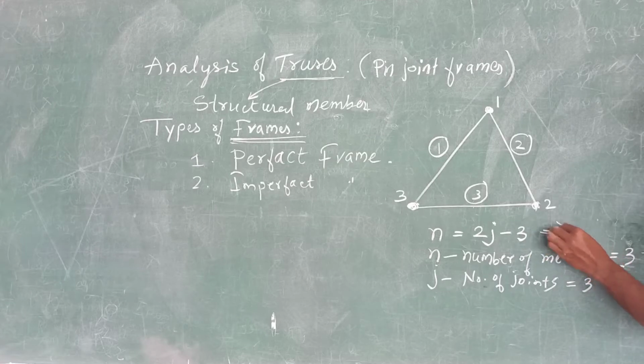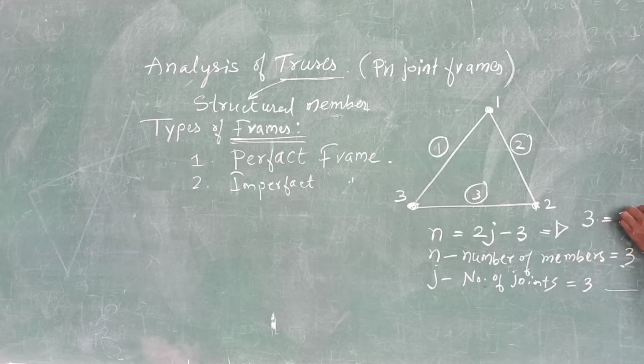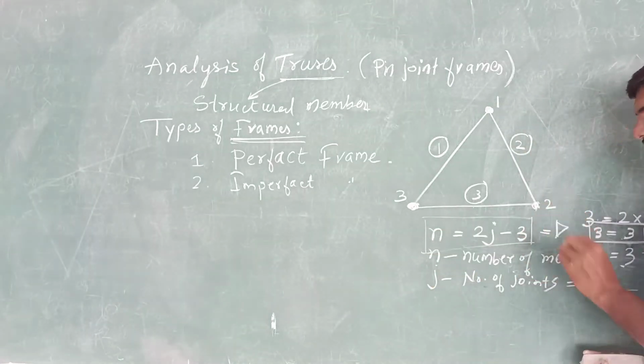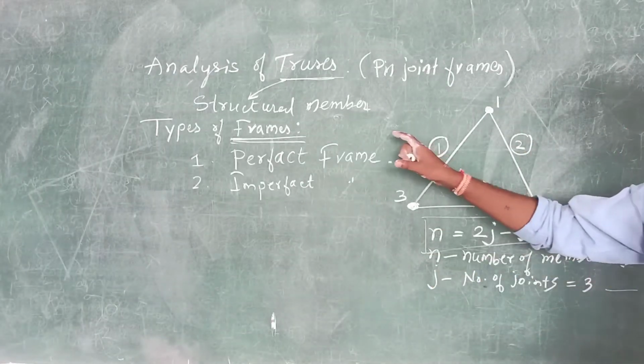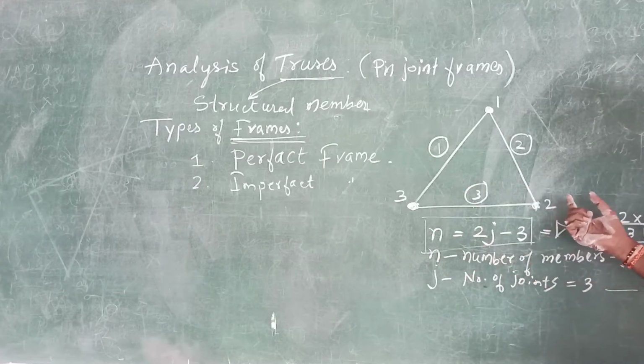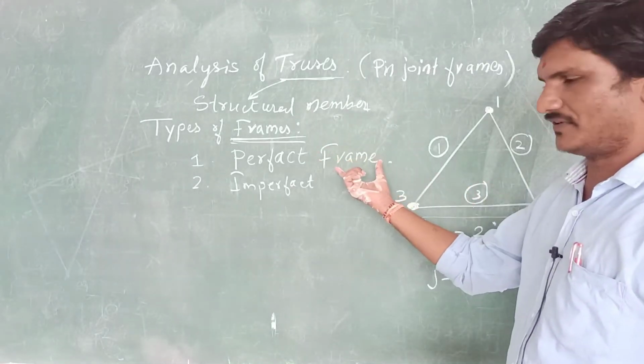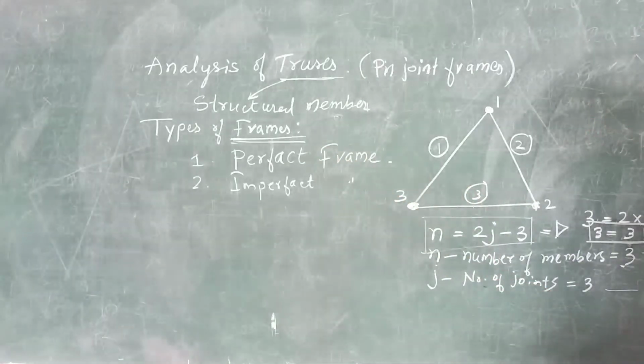So number of members is 3, minus 2 into the number of joints, which is again 3, minus 3. So 6 minus 3, you will get 3. So LHS is equal to RHS. So this will satisfy the equation of perfect frames. So when the number of elements is equal to the number in the equation, then we can say it is a perfect frame. Hope it is clear to you.